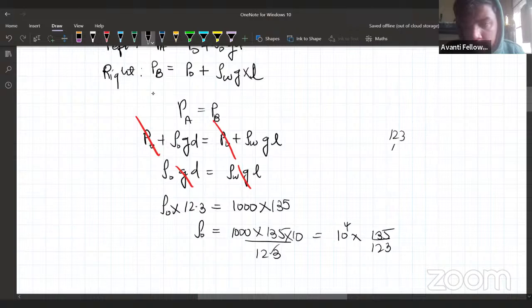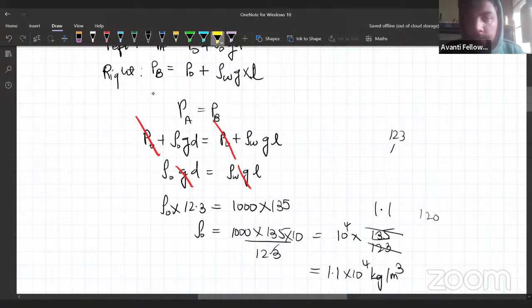What is 123? Okay. What will we get after this? That will be 1.75. 75 is 12. 1.1 something, right? 1.1 into 10 to the power 4 kg per meter cube. So this is your answer.